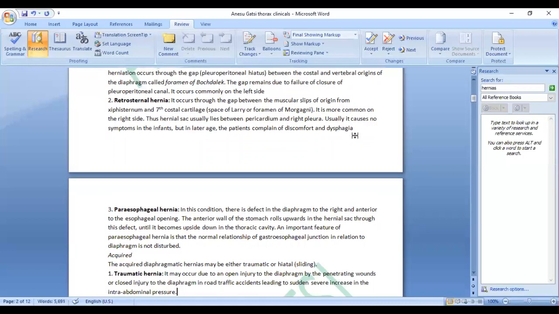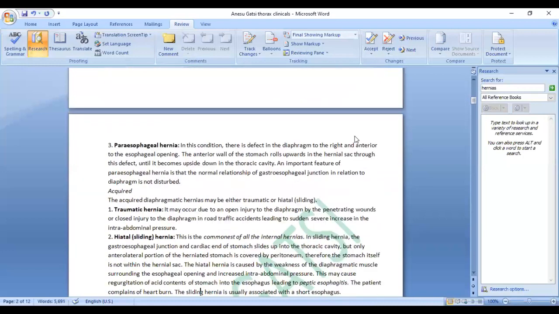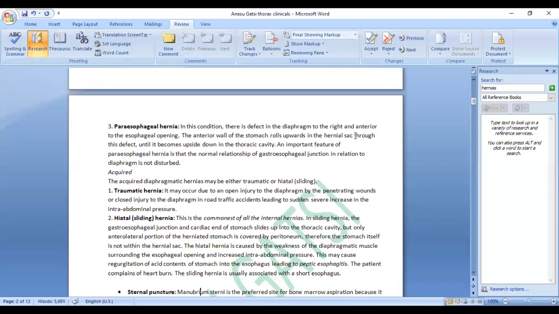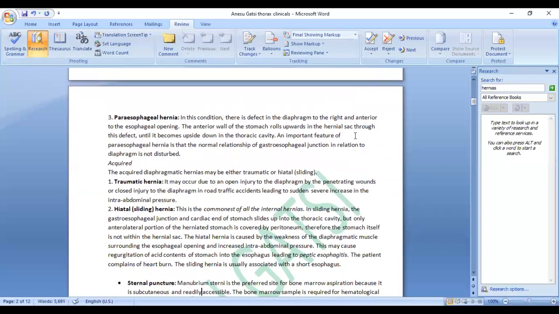Then as for acquired hernias, now you have traumatic hernia or hiatal hernia. Traumatic hernia may be due to an open injury to the diaphragm by penetrating wounds, more commonly experienced in road traffic accidents. So you may have a severe increase in intra-abdominal pressure causing herniation of abdominal contents into the thoracic cavity.